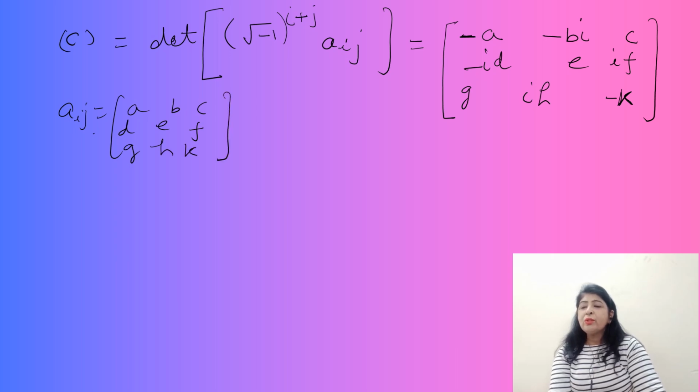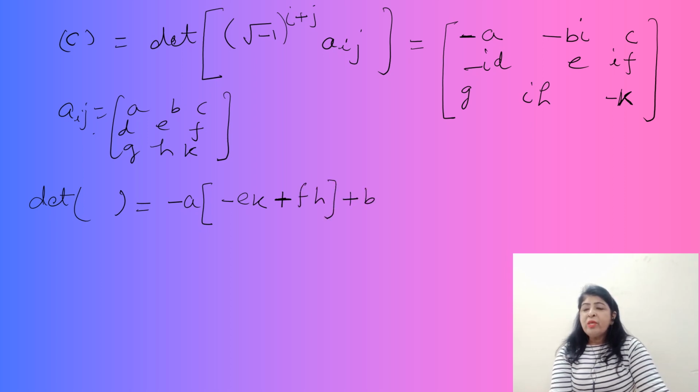This was our matrix. So we just find out the determinant of this matrix, which is equal to, expanding by the first row, minus a times minus ek, and minus iota squared is minus 1, plus fh, then plus b times iota dk minus iota gf, and then plus c times iota squared is minus 1, dh minus ge.